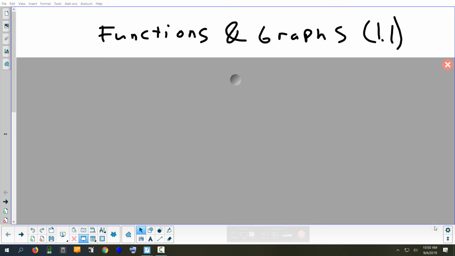Okay, so first section we're going to take a look at is 1.1. It's on functions and graphs. A lot of different things in this section are going to be review.